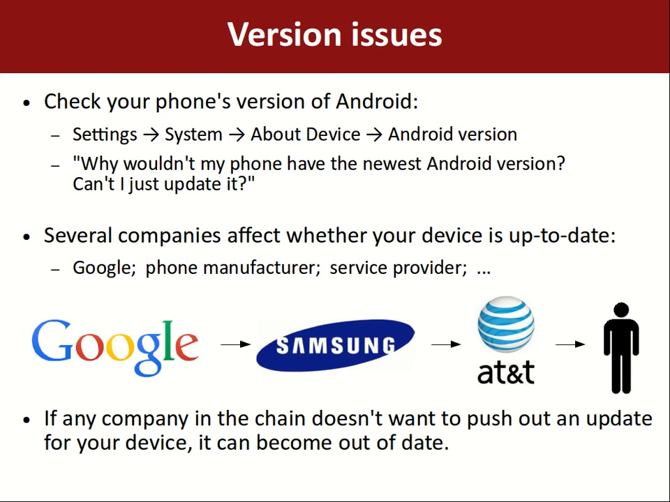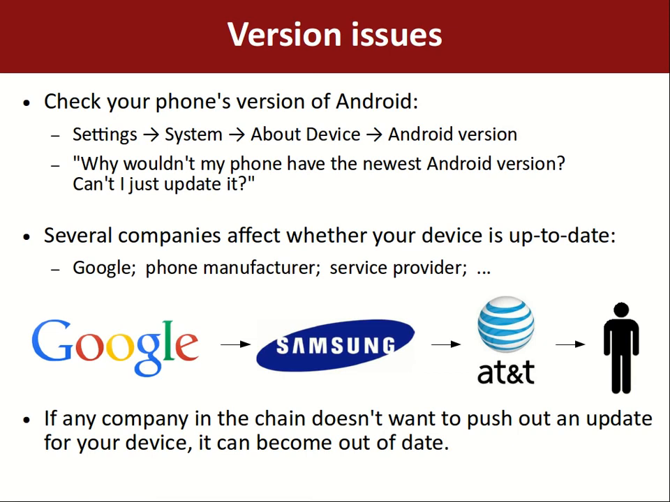So you can check and see what you're running. My phone not so long ago updated to 5.0. This is a Samsung Galaxy S4 that I got through AT&T. So why is my phone running 5.0 and not 6.0?